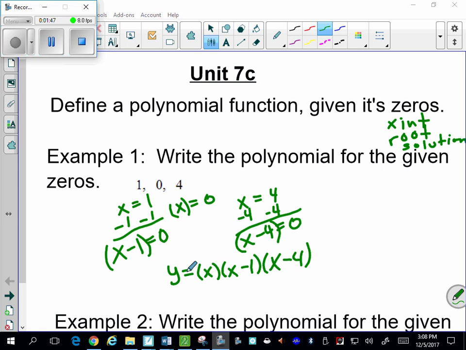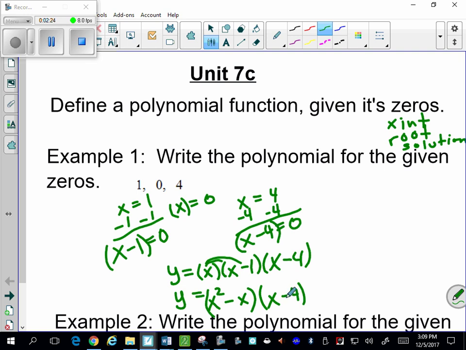So for 7b, this is your answer. But for 7c, we need a polynomial, so we need to multiply these factors out. You're going to take two factors at a time and multiply them. I'm just going to take the first two. To multiply a monomial times a binomial, this is just distributing. So it's y equals, to be a function it has to be y equals. x times x is x squared. x times negative 1 is negative x. I'm going to put that together in parentheses since it's a binomial.